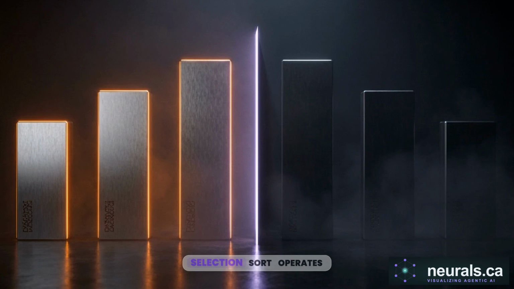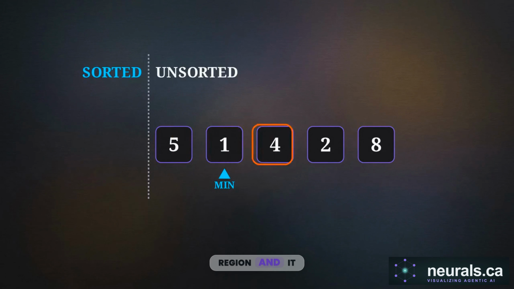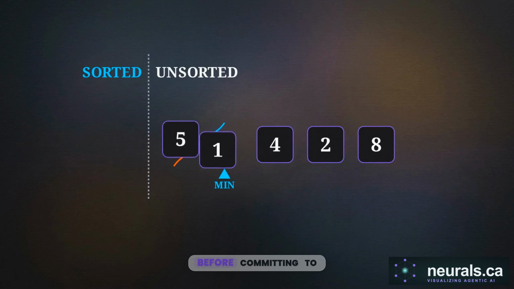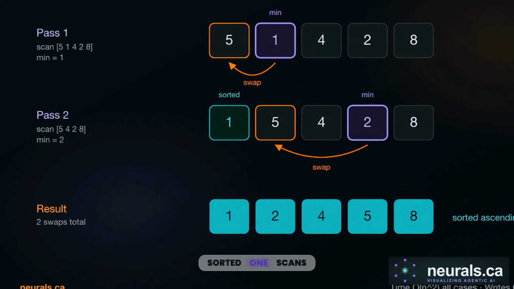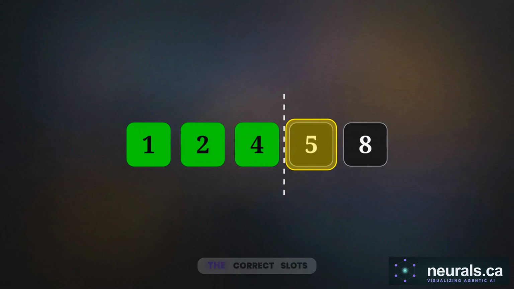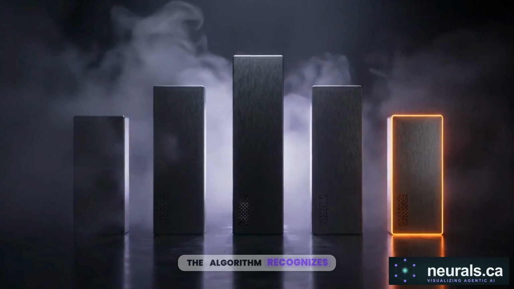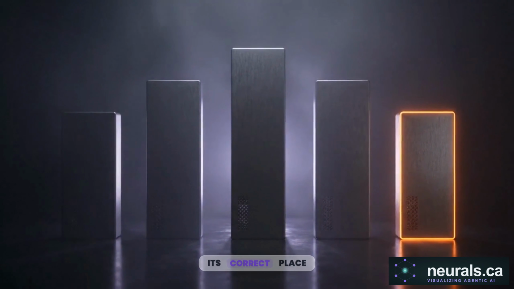To achieve this, selection sort operates under one strict rule. It splits your list into a sorted region and an unsorted region, and it will scan the entire unsorted section before committing to a single swap. In Pass 1, it scans the 5 numbers, identifies 1 as the minimum, and makes one physical swap to the front. In Pass 2, it ignores the sorted 1, scans the remaining numbers, finds 2, and makes exactly one swap to lock it in. By Passes 3 and 4, the next minimum values, 4 and 5, are already sitting in their correct slots. The algorithm recognizes this, skips the physical write entirely, and by default, the final element is forced into its correct place at the end.